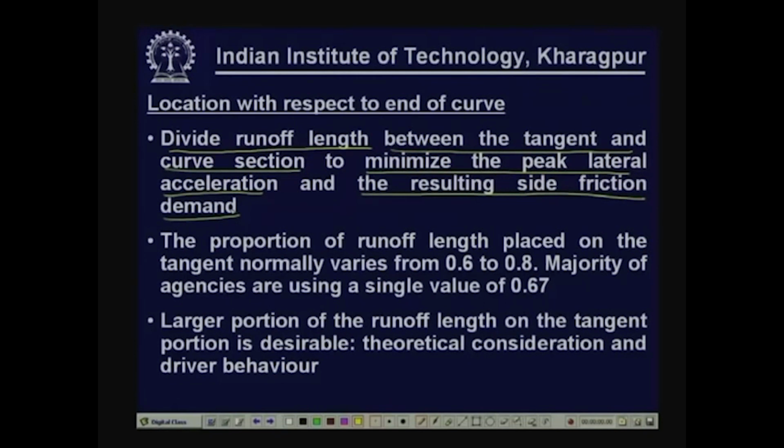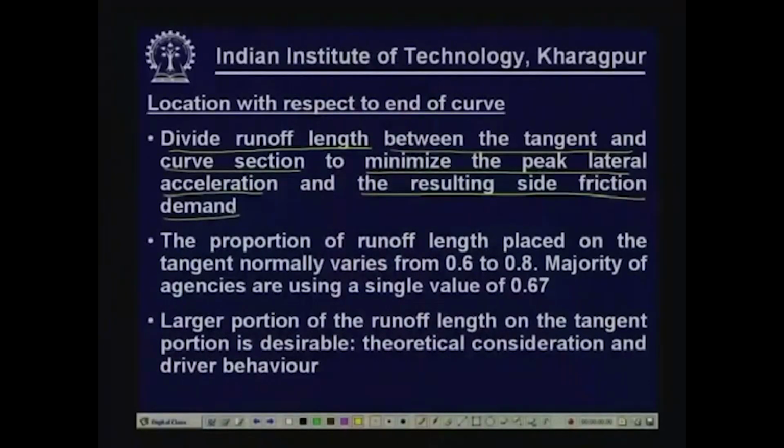Then immediately the question comes, at what proportion? How much on tangent and how much on the circular curve portion? Many agencies follow different standards, different proportions. It varies from 0.6 to 0.8 on the tangent portion. That means 60 to 80% of the runoff length is provided on the tangent portion itself. And a large number of agencies are using 0.67, which is nothing but 2/3. So, 2/3 of the super elevation runoff length on tangent and the remaining 1/3 on the circular curve.